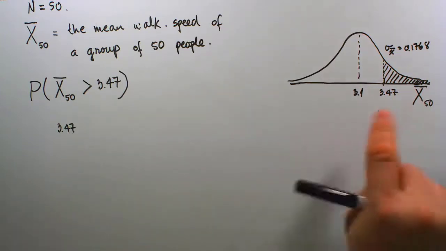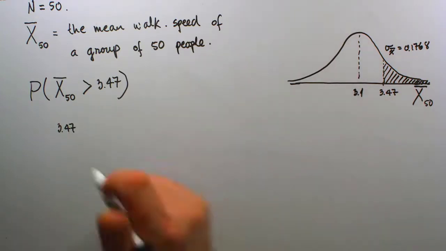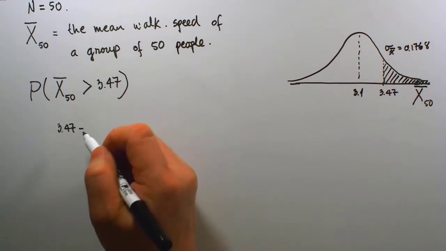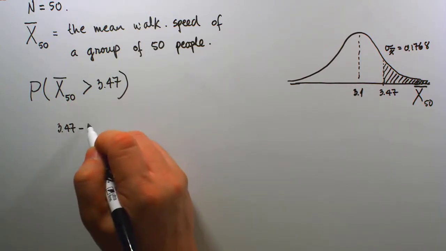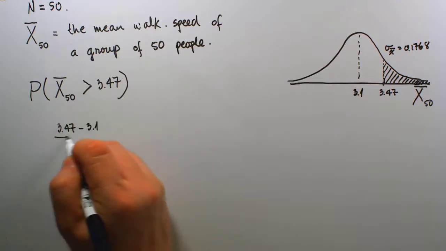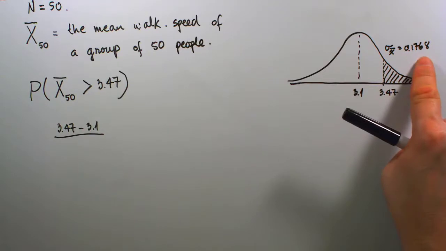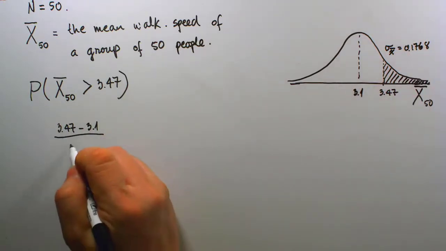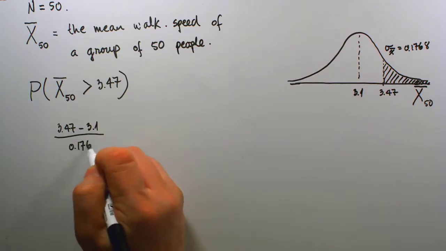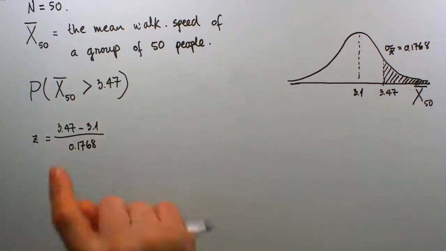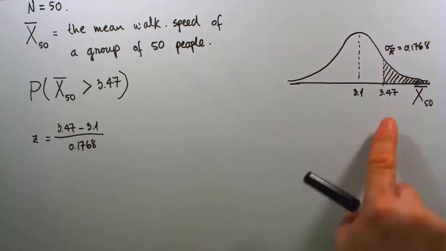So from this low end, I am going to calculate the z-score of 3.47. So 3.47 minus 3.1, divided by the current standard deviation of our sampling distribution bell curve, 0.1768. This is our setup for finding the z-score of the lower end on this interval.